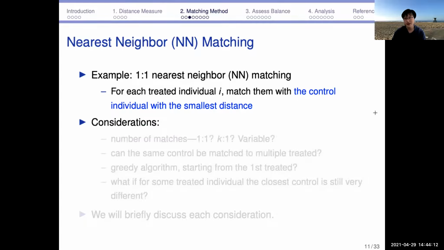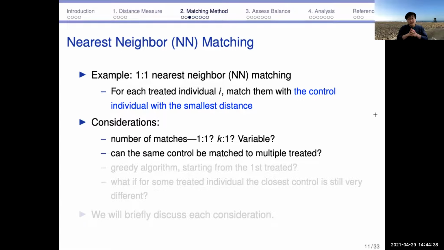So there are a few considerations. For example, here I said 1-to-1, but is 1-to-1 the best, or do we want to increase the number of controls matched to each treatment? Or maybe we want to have some variable number of matches for different treated individuals. This is one consideration. Another consideration is, can the same control be matched to multiple treated individuals? Can we reuse the control in constructing the match? Do we want to reuse the control? What are the pros and cons for doing this?